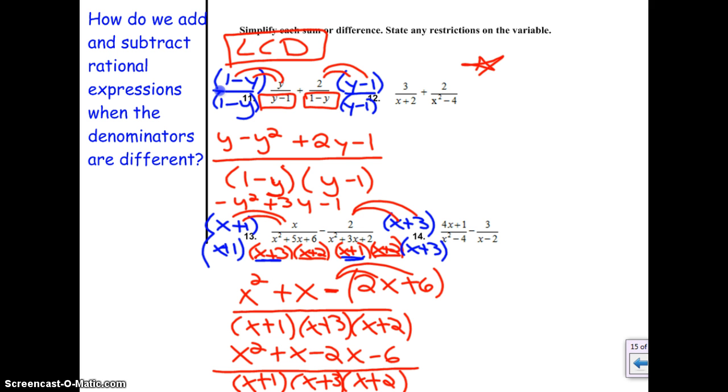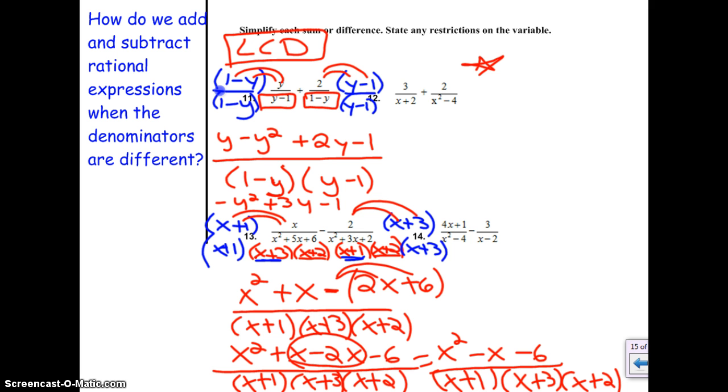Okay? And again, I'll just double check if I can simplify any further. I have two like terms here. So I have x squared minus x minus 6. My denominator is x plus 1, x plus 3, and x plus 2. Now the fun part about these is that now we've learned how to practice factoring, so we can actually check if we can continue to factor the numerator to see if we can simplify any further.